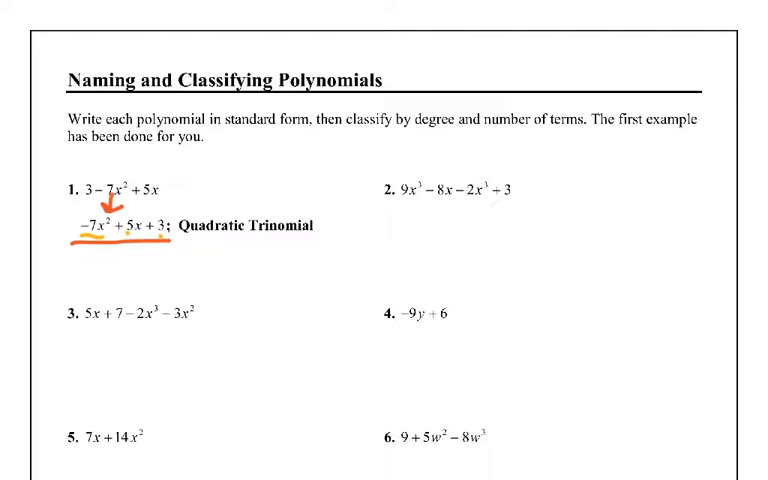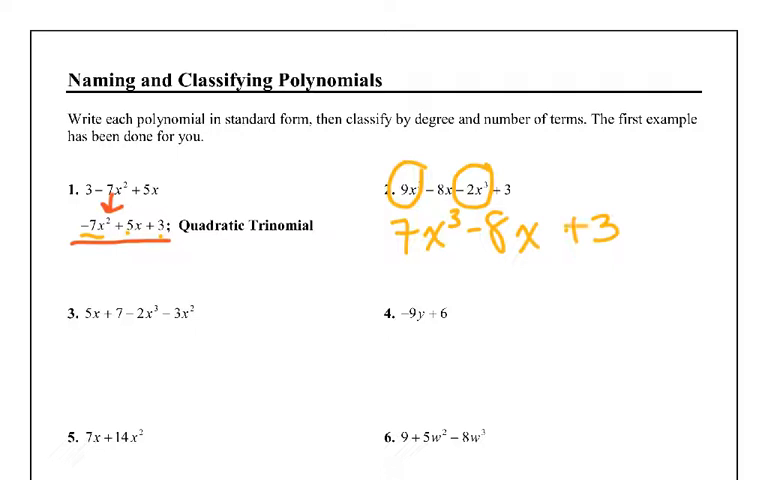So if we look at number 2, I notice I have 9x cubed minus 8x minus 2x cubed plus 3. Well, I see I have these terms right here that are considered like terms. So I'm going to combine them, which is going to give me 7x cubed. And then I'm just going to bring down the rest.